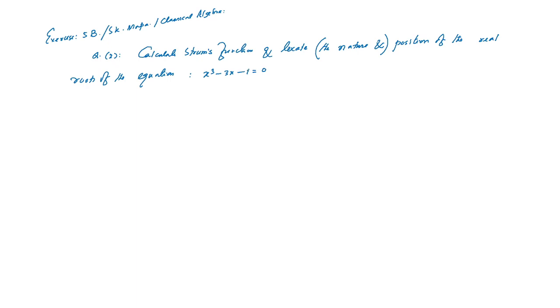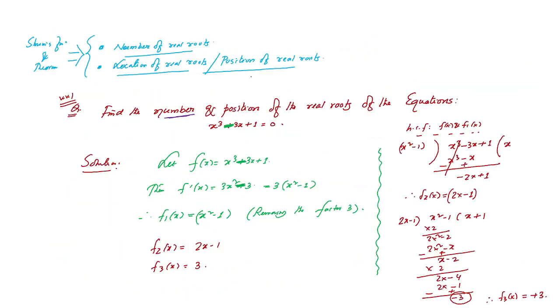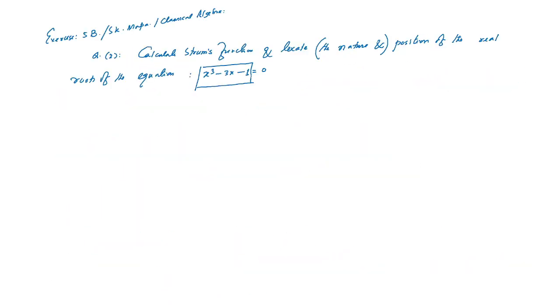Previously it was x cube minus 3x plus 1. Now it is given as minus 3x minus 1. So this problem is also important. How will we find out the exact number of real roots, the Sturm functions, and with the help of Sturm's theorem, how will we find out the position of the real roots?